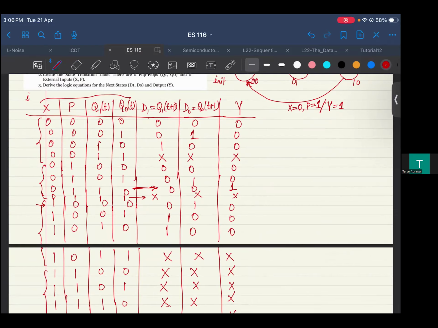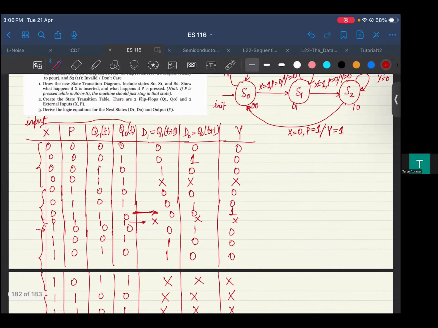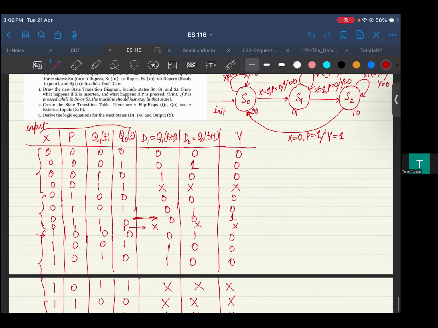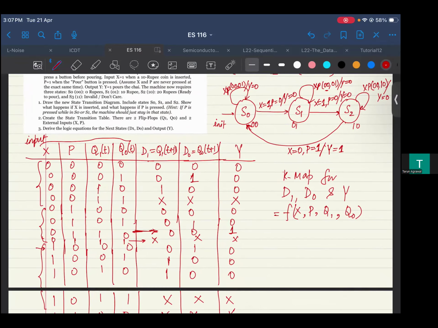These are my inputs and these are the outputs, which you have D1. The next step would be to make a Karnaugh map. Because these are four input Karnaugh maps, 16 entries. So you have to make a K map for your D1, your D0, and Y, as a function of X, P, Q1, and Q0. This is what we can do next, and then figure out what logic is required.